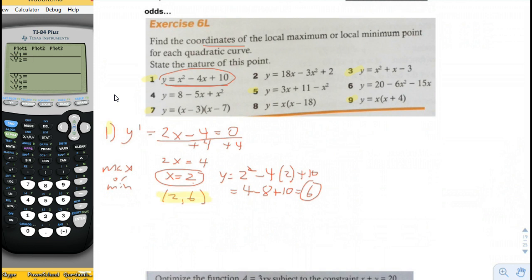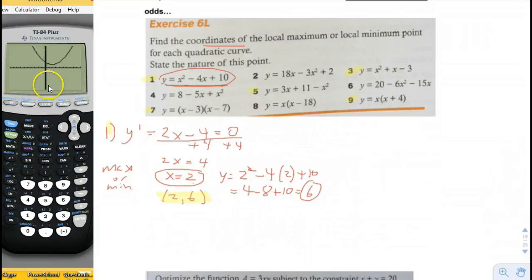And then state the nature of this point. You can find if it's a maximum or a minimum by looking at the gradient to the left and to the right. Now I'll show you how to use it to do it on the calculator. You just put the function in the y equals screen, and then you graph it. And there we have our quadratic. And then obviously there's a minimum here and there's no maximum that we can see.